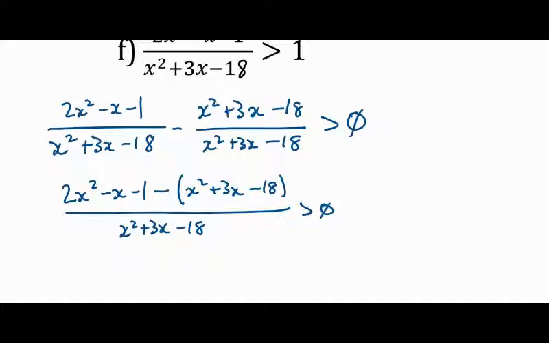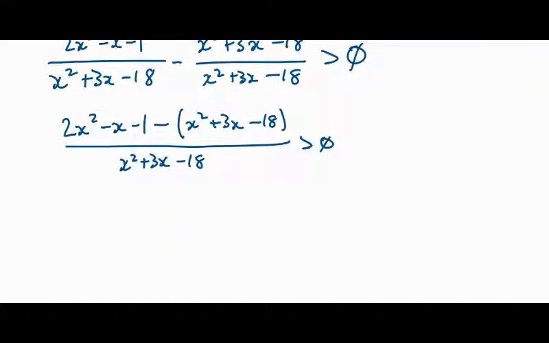Remember the rational expressions practice we did at the very beginning? This is where this really comes into play. What's worth your time doing? All right, so 2x squared minus x squared is x squared. Negative x minus 3x is minus 4x. Negative 1 minus negative 18 is negative 1 plus 18, which is plus 17.